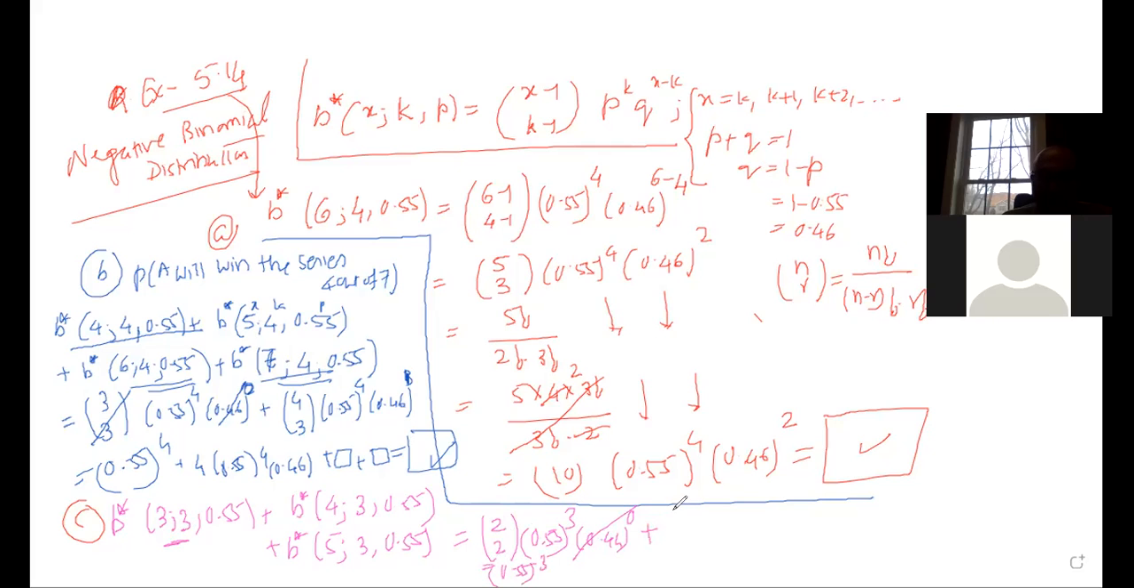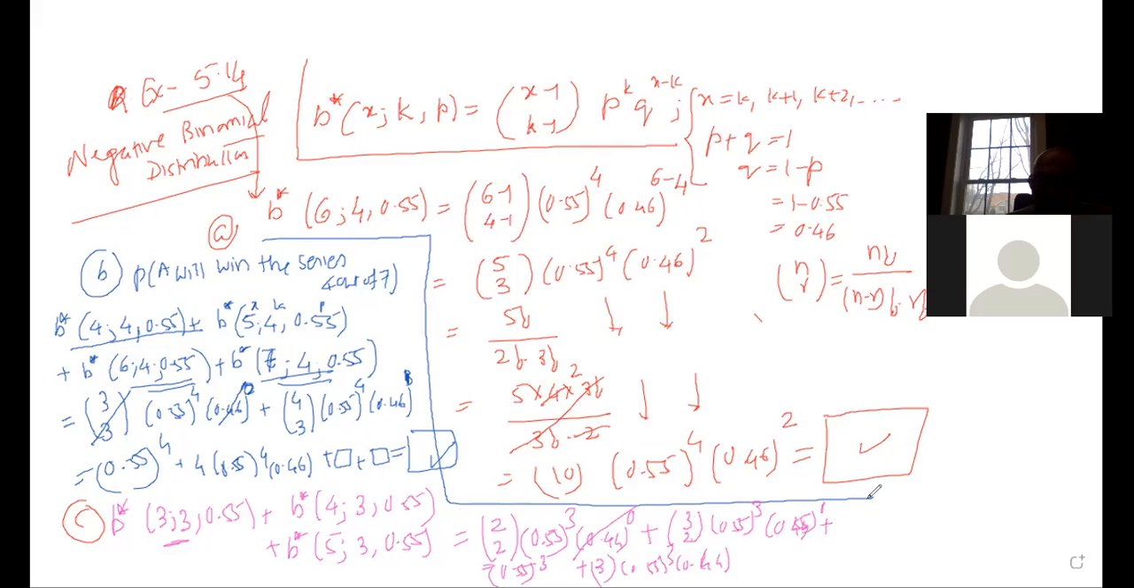Plus, same way you can write 4 minus 1, that is equal to 3, and K minus 1, that is equal to 2, and 0.55 to the power K, again 3, and 0.44 to the power X minus K, that is 4 minus K, that is equal to 1. 3C2 is equal to 3, right? Because 3 factorial over 3 minus 2, that is 1 factorial, that is just 1, and 2 factorial will get cancelled out, so it is simply 3, and here it is 0.55 cube and 0.44.